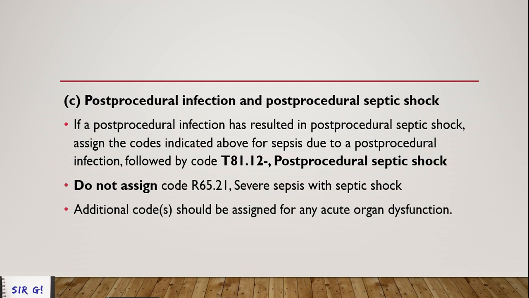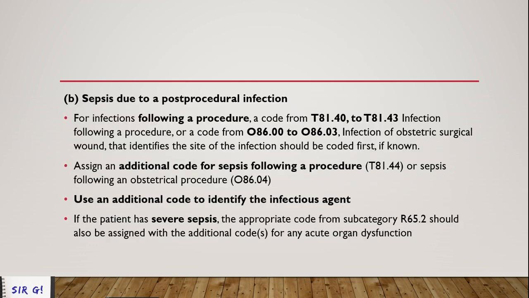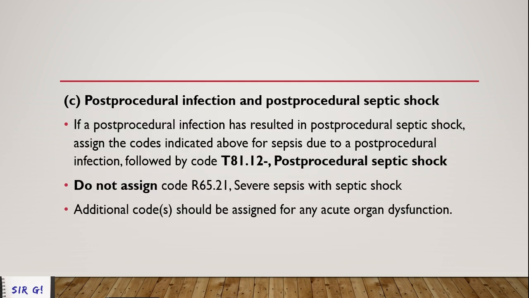Additional codes may also be used to identify organ dysfunction. Okay? But if the procedural infection has resulted in post-procedural shock, assign the codes indicated above. For sepsis due to post-procedural infection, you still need to code for the T81.40 to T81.43, if that's the reason for infection, followed by T81.12 instead of R65.21. And you also need to code for your organ dysfunction.